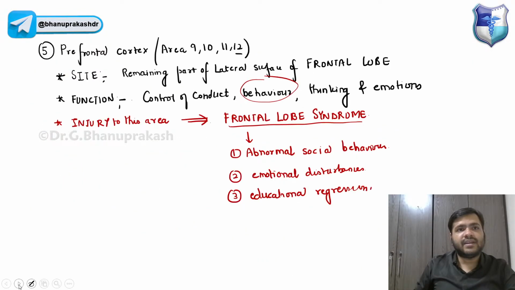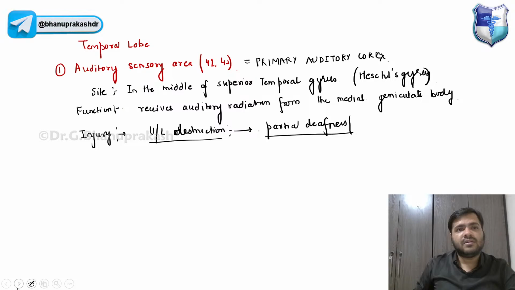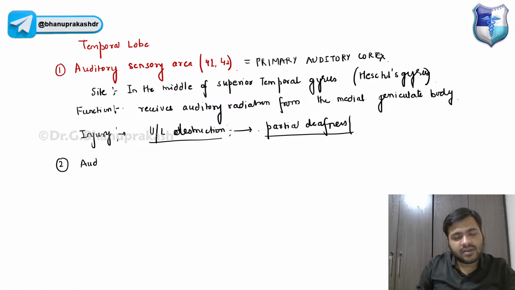So let us write down the other one in the temporal lobe. You should already know, it is the auditory association area.